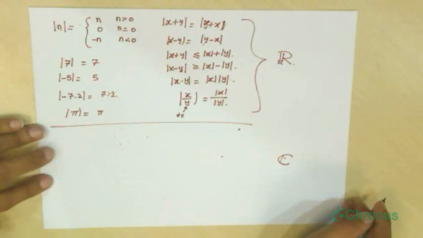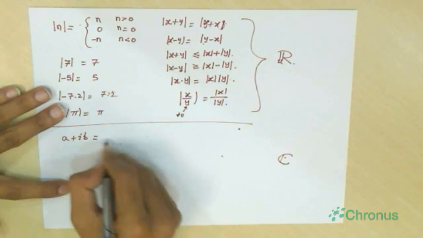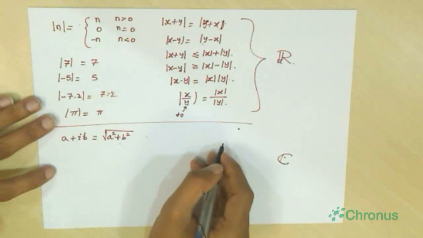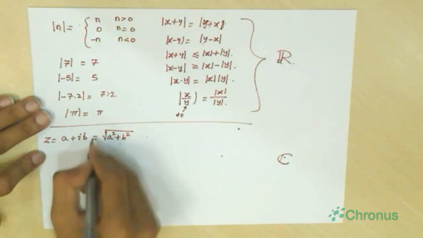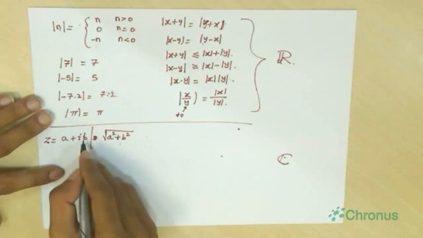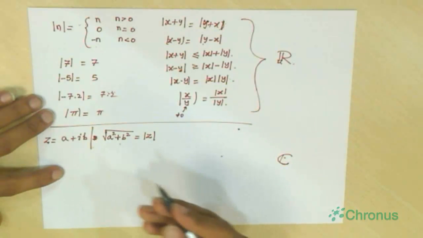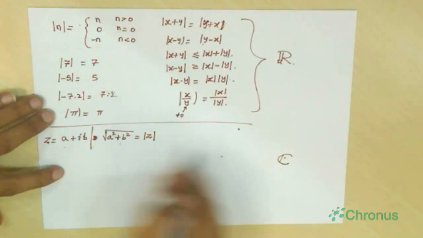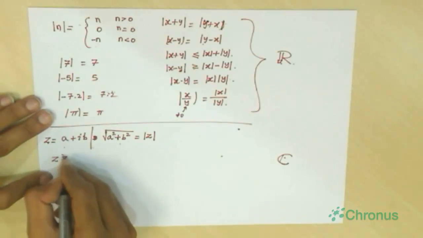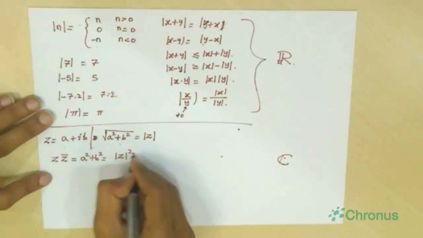That's called the magnitude of a complex number. Let's say we have a complex number a plus ib. The magnitude of this complex number is the square root of a square plus b square. Okay, we represent z by a plus ib. Then the modulus of z, which is called the magnitude of the complex number, is defined by this. And one thing which one can note is a complex number multiplied by its conjugate is a square plus b square, which is nothing but the magnitude of the complex number squared.